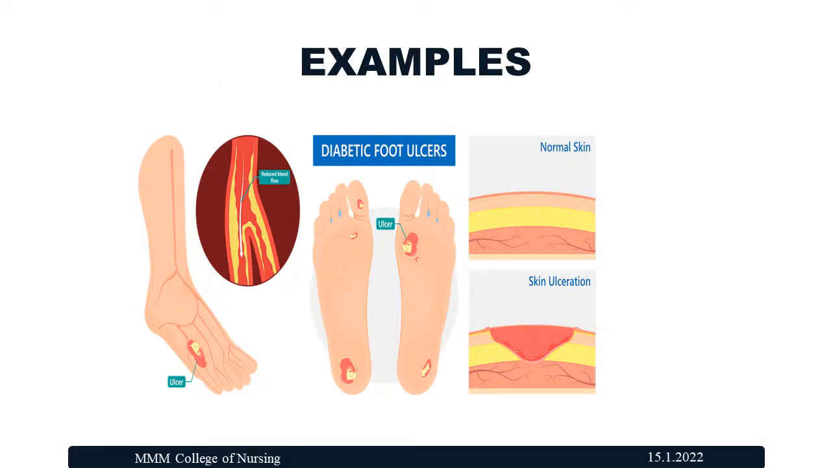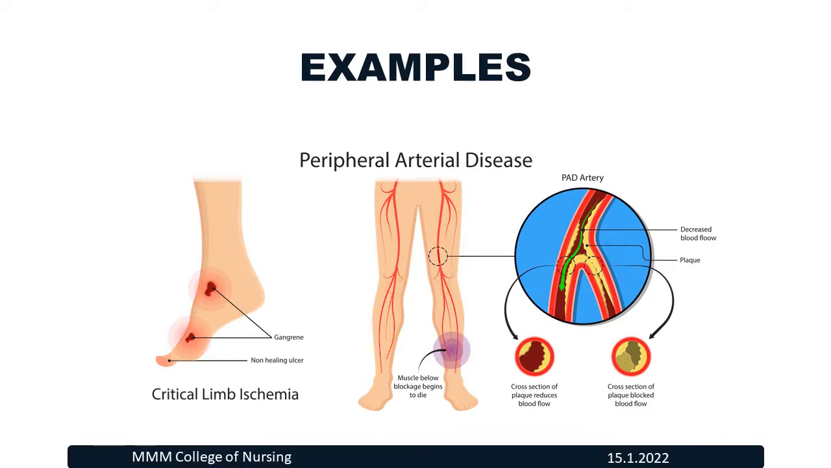This is one example of a patient affected with diabetic foot ulcers, showing the normal skin and the skin affected by ulcer. So we have to educate how to take care of the limb. The other example is peripheral artery disease. Due to peripheral artery disease, the ischemia makes the leg gangrenous with a non-healing ulcer.